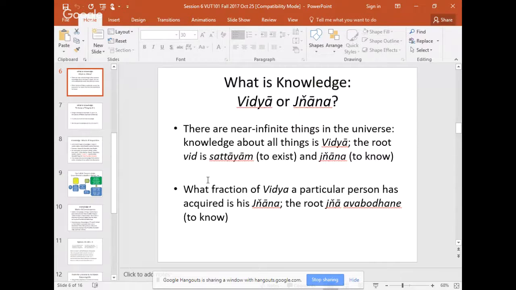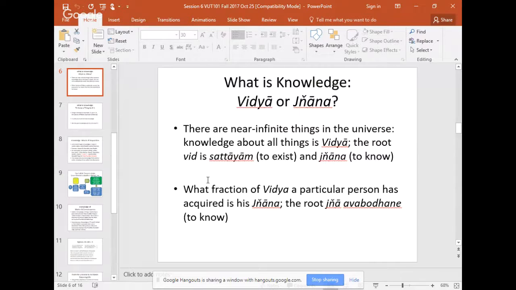Now, as we come into this world, there are almost near infinite things, and getting to know everything as it is, in a correct manner, is acquisition of knowledge. So look at Vidya as the knowledge that exists in the universe that ought to be acquired, like a library full of Vidya, knowledge.